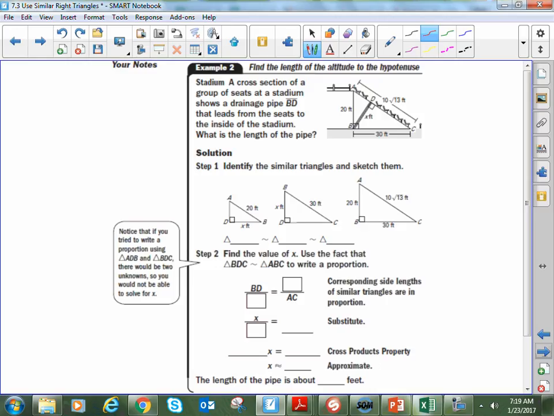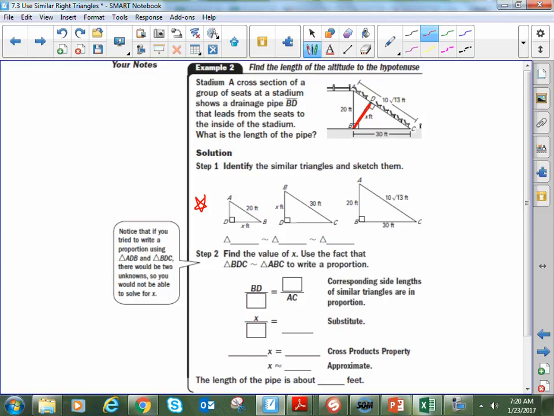Well, here we have our altitude drawn in from the right angle. Because it's the altitude drawn from the right angle of a right triangle to the hypotenuse, it's creating three separate triangles. And the question is asking us, how long is that pipe going to be? The way we're going to look at it is, I'm not sure which parts go with which triangles, so I'm going to separate it into three separate triangles and label each side so that I can see what sides actually correspond to something else.